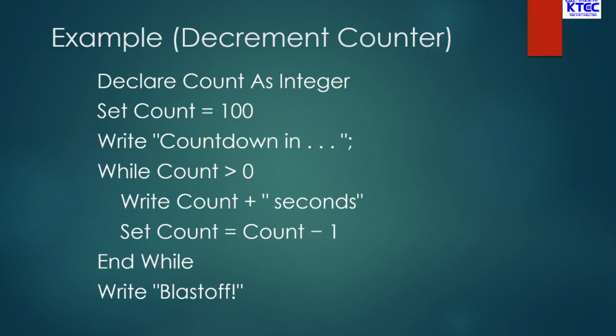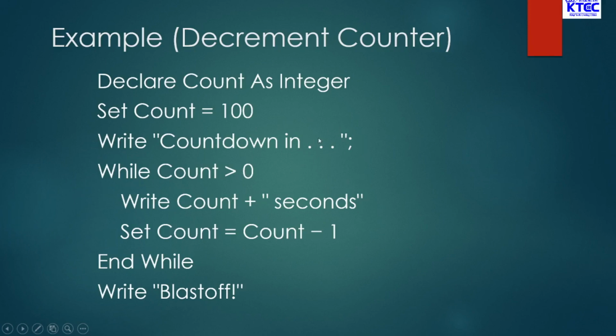So this is an example of a decrement counter. This particular counter is decrementing. It's like reducing based on some conditions, right? So declare count as integer. We set the count to 100. Here we are going to be decreasing until we get to 0. So write count in. Whatever you count, maybe you write 1. So 1 will be subtracted from the count variable. So while count is greater than 0, keep writing.